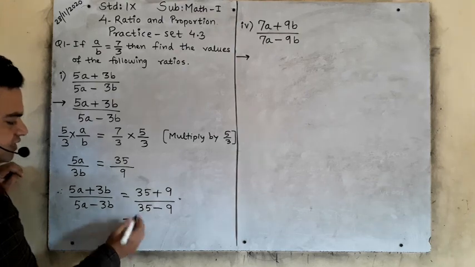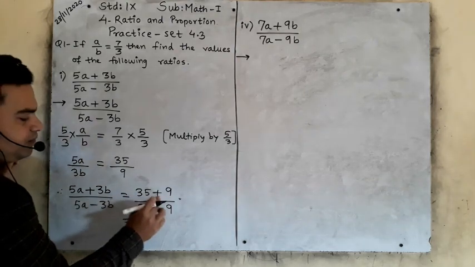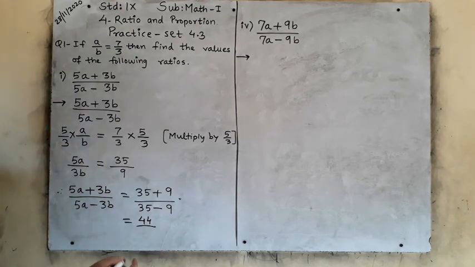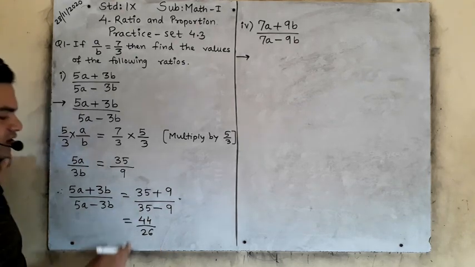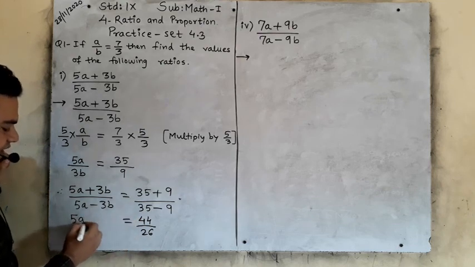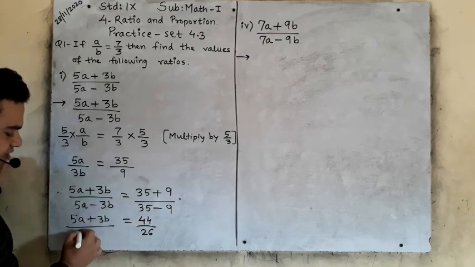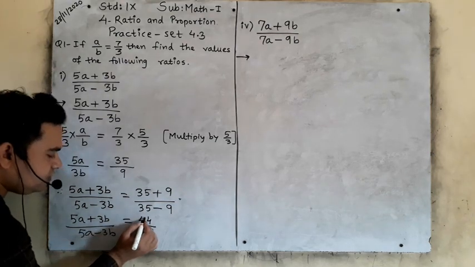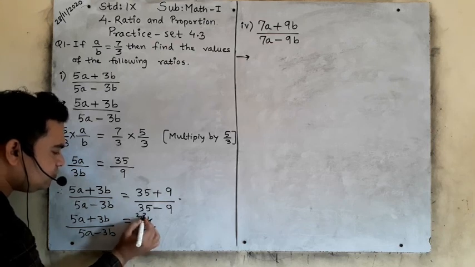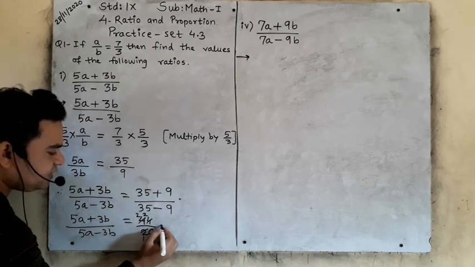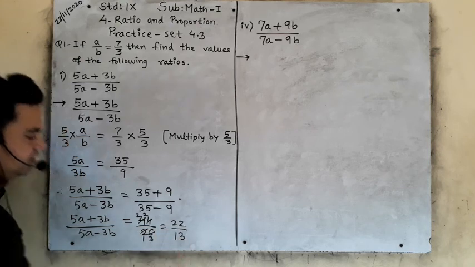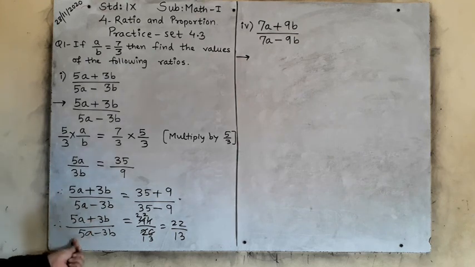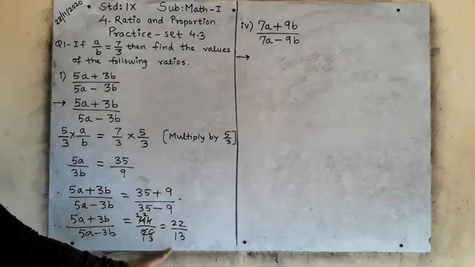So what is the answer here? It is 35 plus 9, which is 44. 35 minus 9, how much is it? 26. Can this be further divided by any number? Yes, it is divisible by 2. So the answer is 22 upon 13. The value of (5a plus 3b) upon (5a minus 3b) is 22 upon 13.